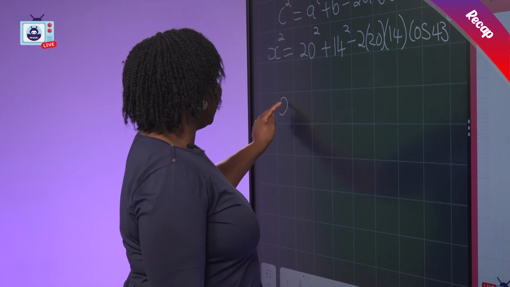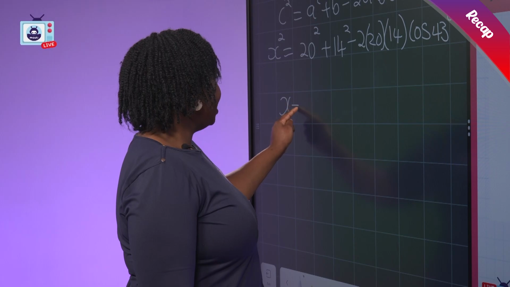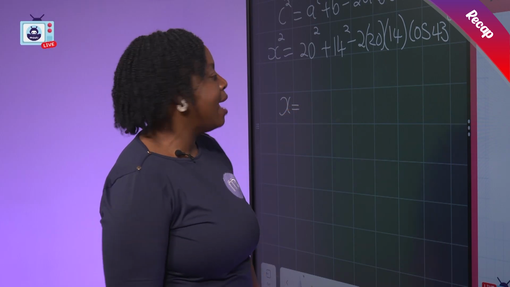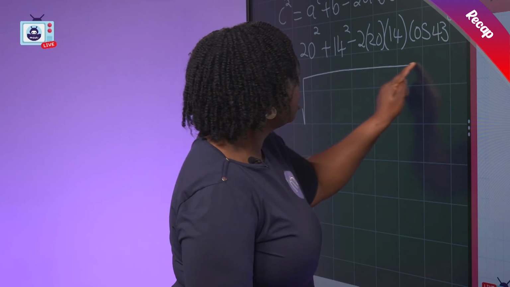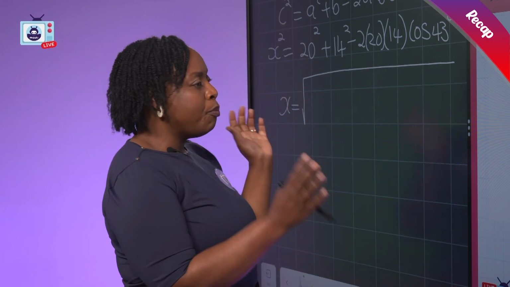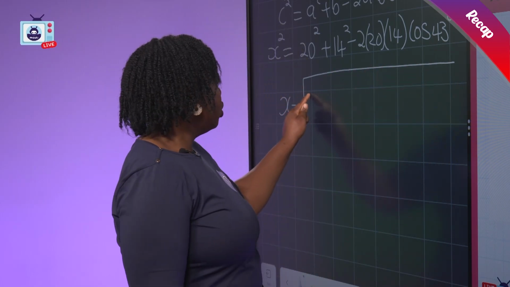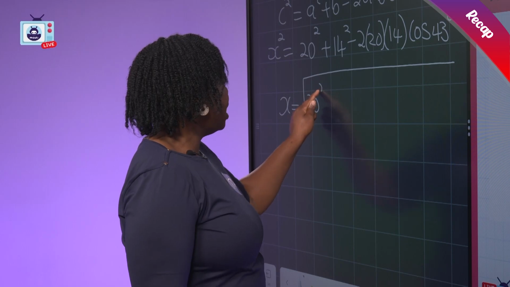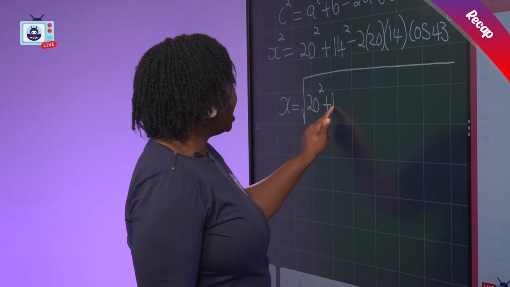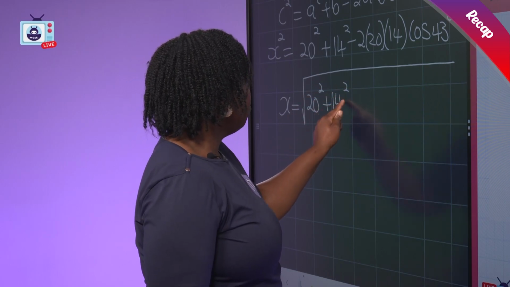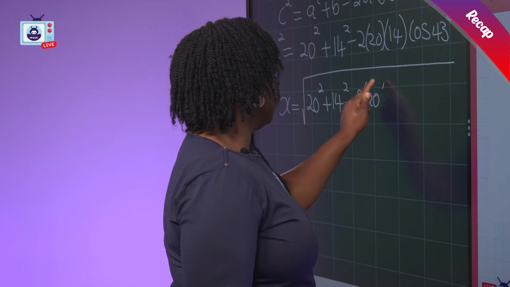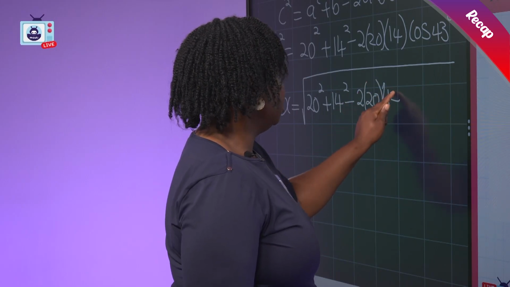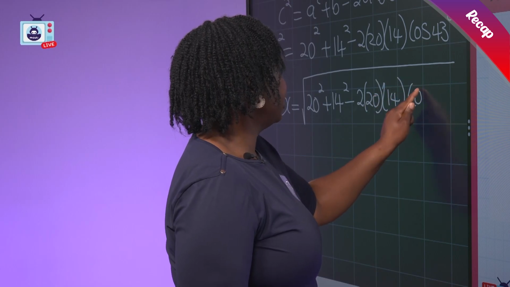Just write your X as a standalone. And then for you to remove the square, you have to put the square root on the other side, and you put everything in there. So we're going to have our 20 squared plus our 14 squared minus 2 multiplied by 20 multiplied by 14. And what do we have again?